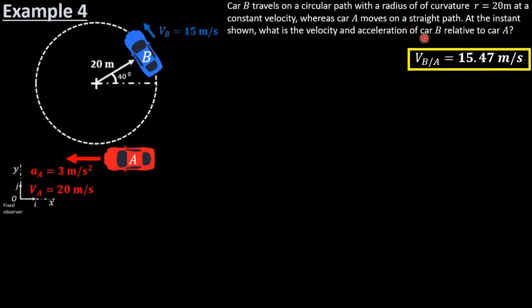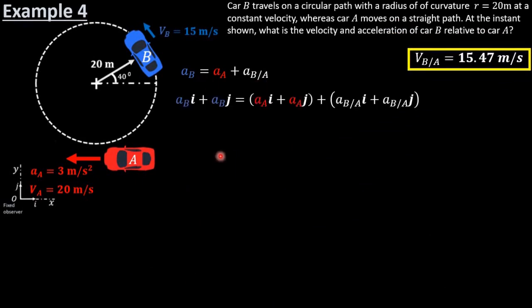So now we need to find the acceleration of car B relative to car A. There's our relative acceleration formula, so we write that out into its components. The acceleration of car B is going to be pointing in this direction. It's the centripetal acceleration, which is pointing towards the center of curvature, which is VB squared over R. If you're not sure about this equation, refer back to tutorial 3, where we explain this.